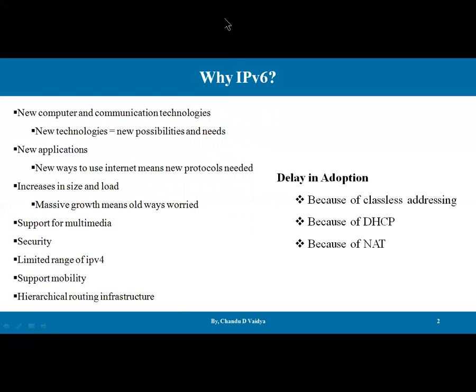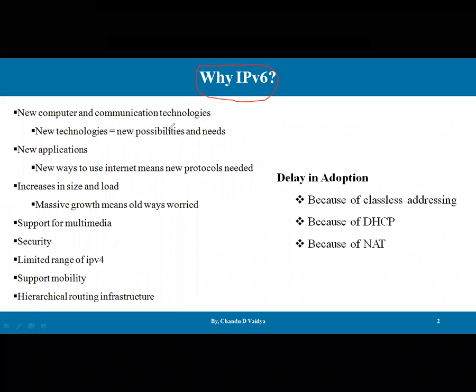My first point: why IP version 6 is required. If we look at the scenario nowadays on the internet, new computers and new communication technologies are available. If new technologies are available, new possibilities and needs arise. To tackle a scenario where an enormous number of computers are available, and to communicate with those computers, we require technologies. New technologies have been invented, the possibilities and needs are also new, and different kinds of applications are also built.